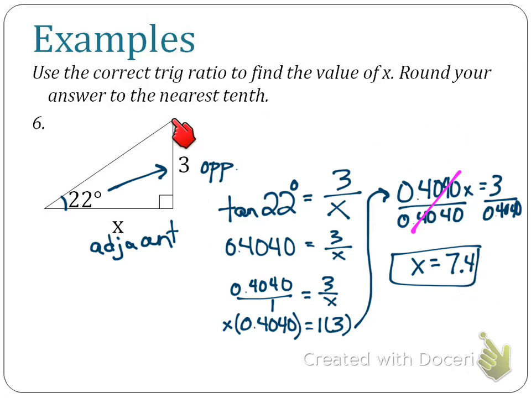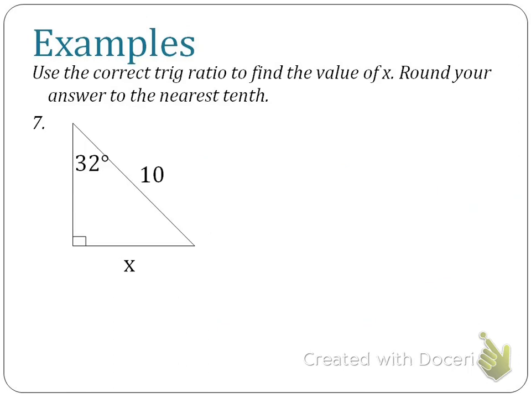Notice how the direction said round your answer to the nearest tenth. That is 1 decimal place. So it should round to 7.4. Again, depending on when you round, if you don't round, I round it along the way, so I think everybody should get 7.4 in their calculators. Next example.